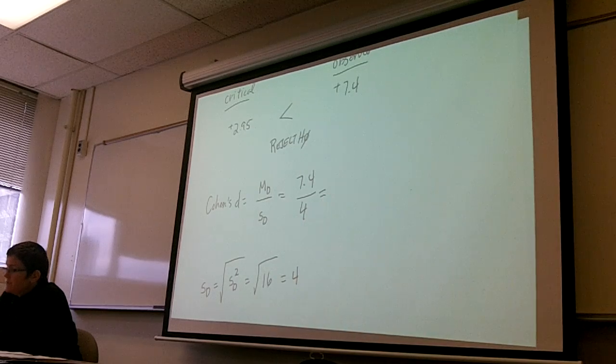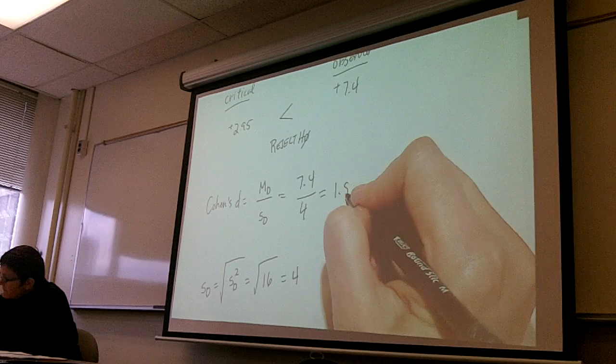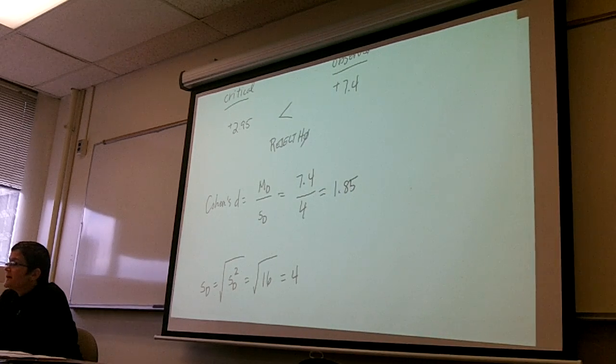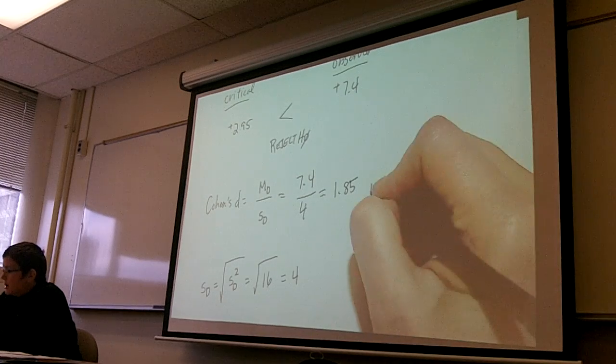So what is 7.4 divided by 4? 1.89. There you go. So, small, medium, or large effect? Large.